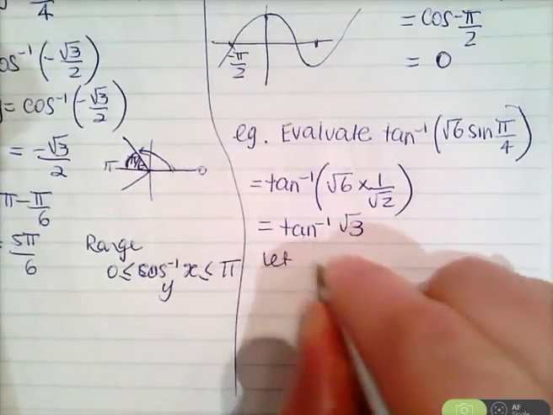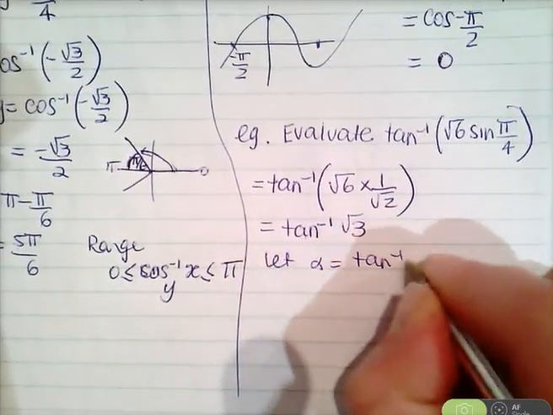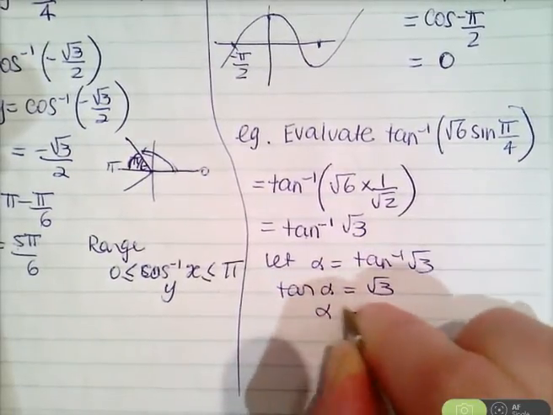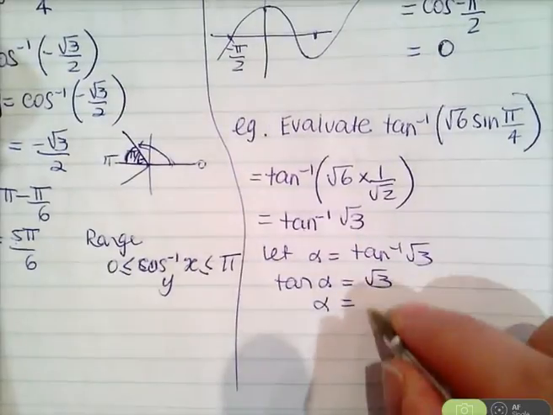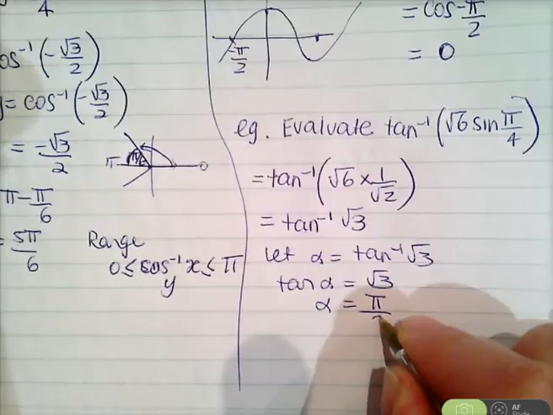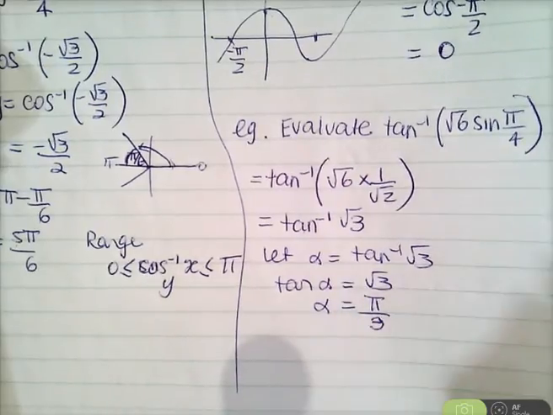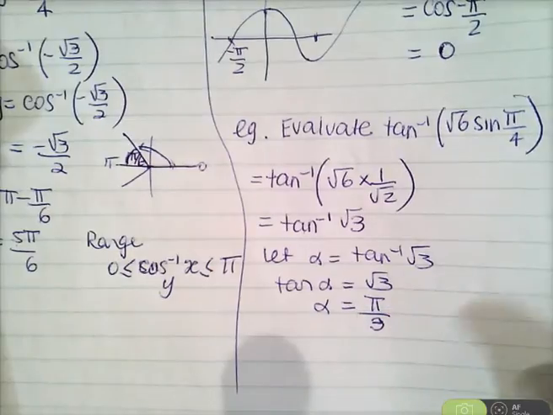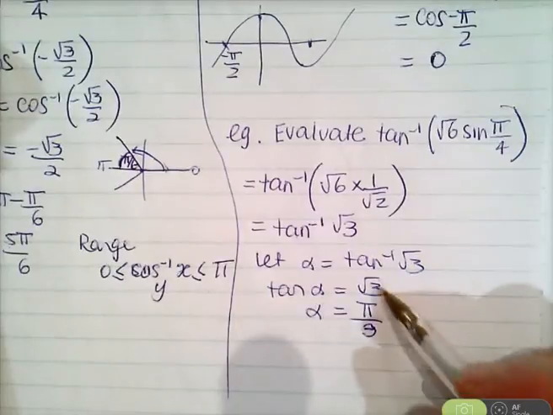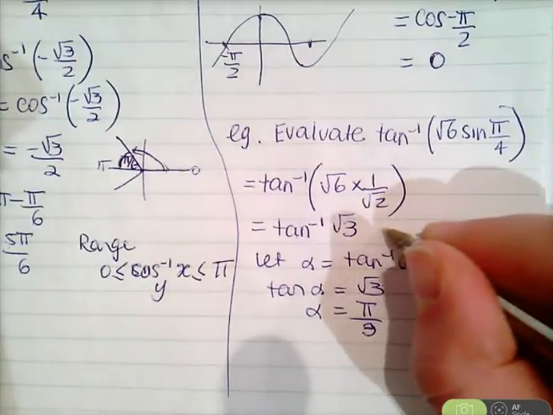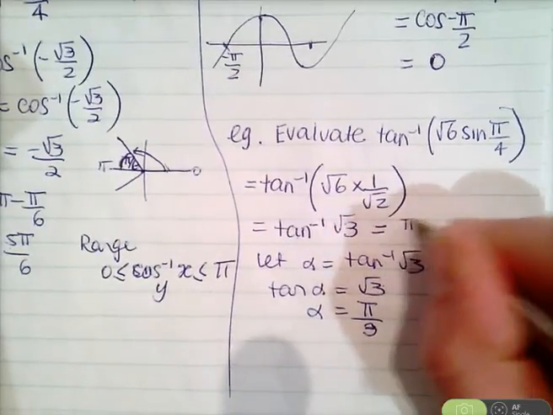But you can now let alpha equal tan to the -1 of root 3. So therefore tan of alpha is root 3, and we know that alpha therefore will be pi on 3, which is 60 degrees. Remembering that it has to lie between negative pi on 2 and pi on 2, and it does. The positive ones, quadrant 1 ones, will be fine. So therefore the answer to this is pi on 3.